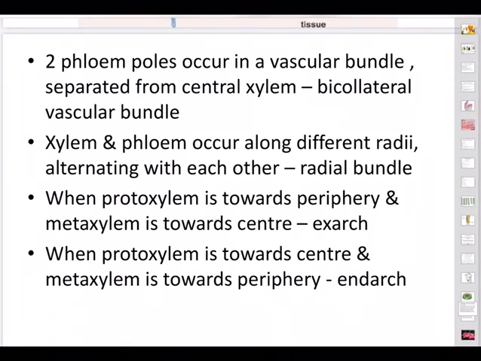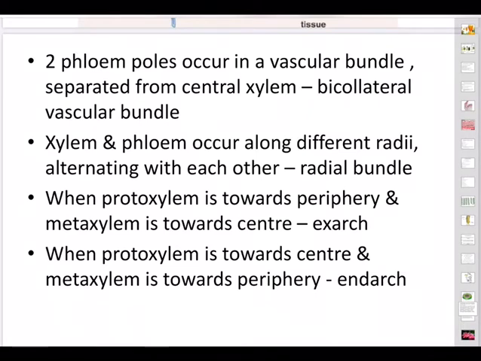Bicollateral: xylem is sandwiched between outer phloem and inner phloem. Then we say bicollateral. And what do you mean by concentric? Out of the xylem and phloem, one forms a solid core while the other surrounds it completely on all sides, 360 degrees it is covering. Then we say concentric vascular bundle. In that, phloem surrounds xylem. That means xylem is in the center and phloem is surrounding it.